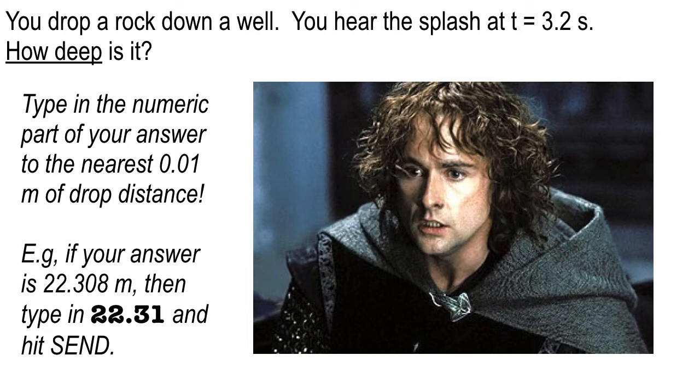If you haven't used your iClicker before, hold the power button down until the square blinks, and then type in BB. Once you've done that, you'll get the message "Go Nitro," and then ready. And then figure this out. How deep is this well? You hear the splash at 3.2 seconds. So there's your drop time. Just take a minute or so. And when you do this, type in your number to the nearest hundredth of a meter, nearest 0.01 of a meter.